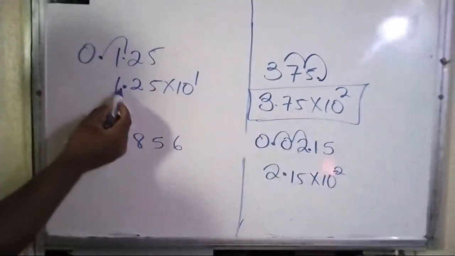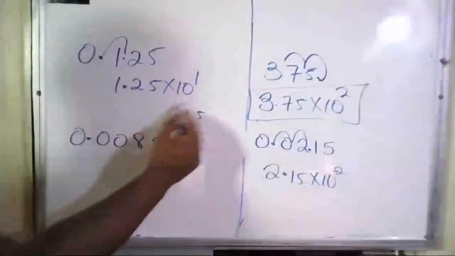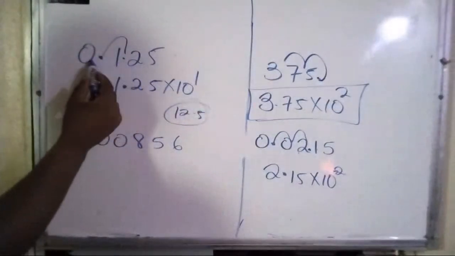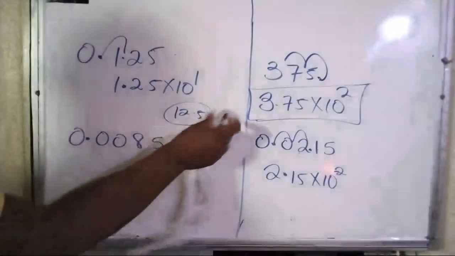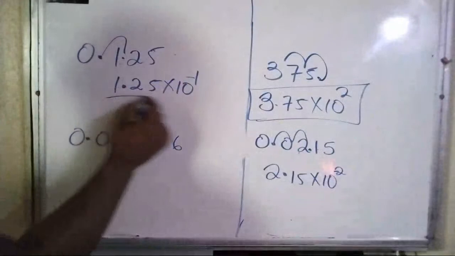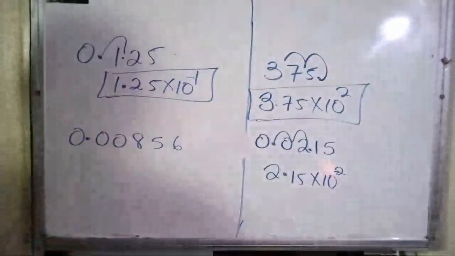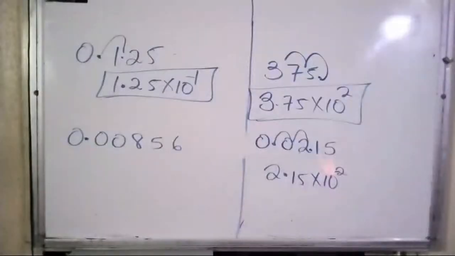Now if we should multiply this by 10, we'll get 12.5, right? And the answer should not be 12.5. You're supposed to get back 0.125. So what we do, we simply say negative. Because when it's negative, we're going to our left. So it's 1.25 times 10 to the negative 1. What about this one? Hope you guys get it. Alright, 8.56 times 10 to the negative 3.